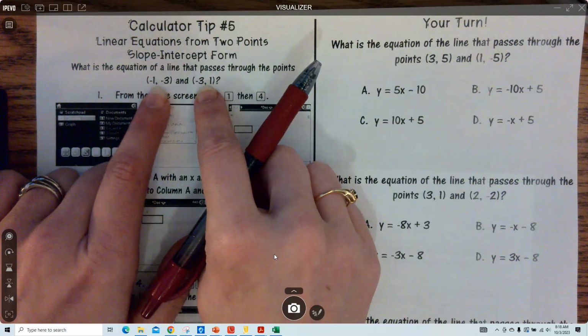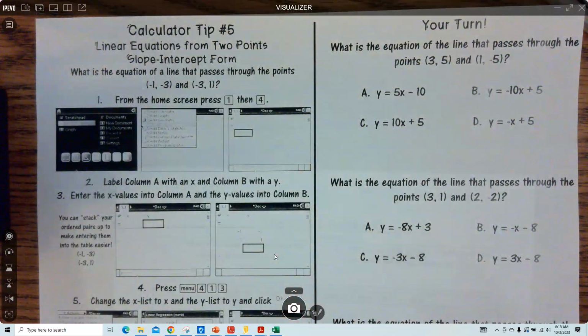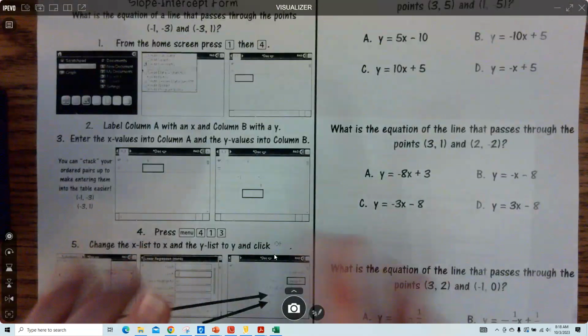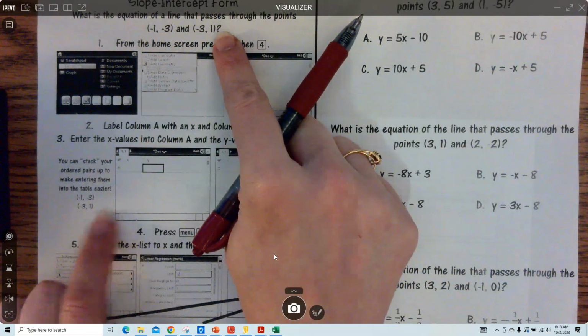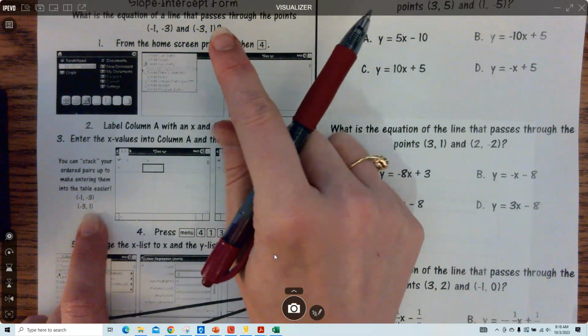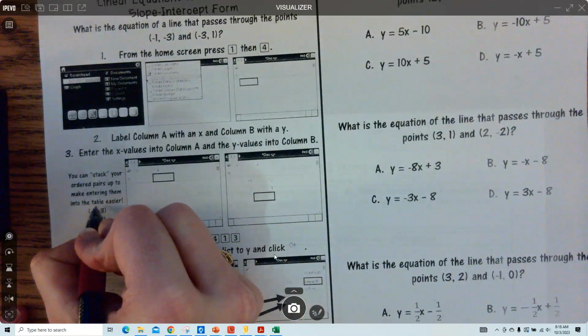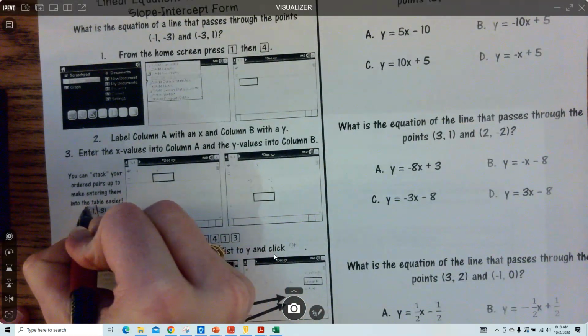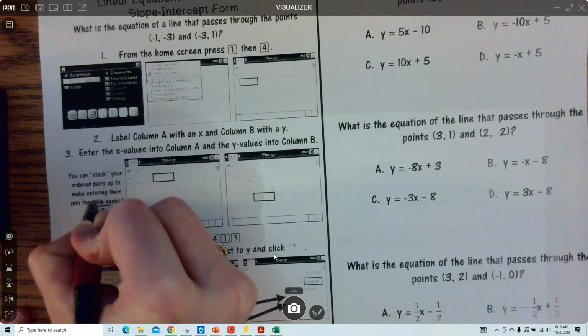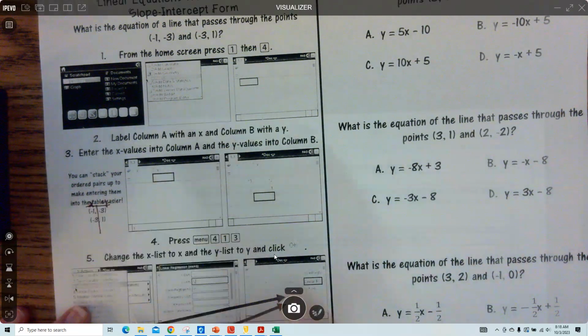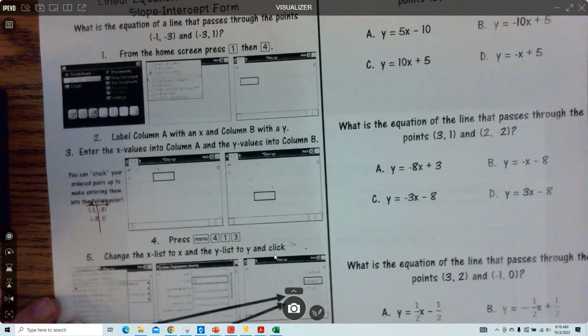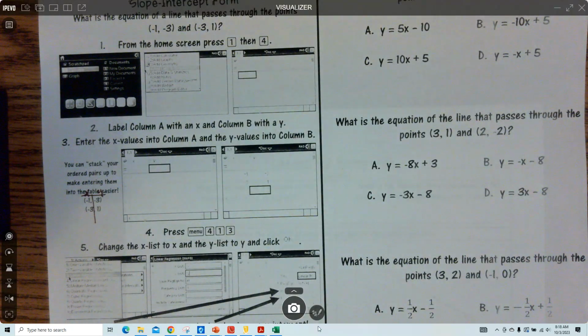If you have 2 points, or if you have a table of values, your calculator will find the equation of the line. So what I always tell kids to do is take your ordered pairs and stack them up. When you stack them up, you can draw a line through the commas, and you can make a table. So these are my x's, and these are my y's.